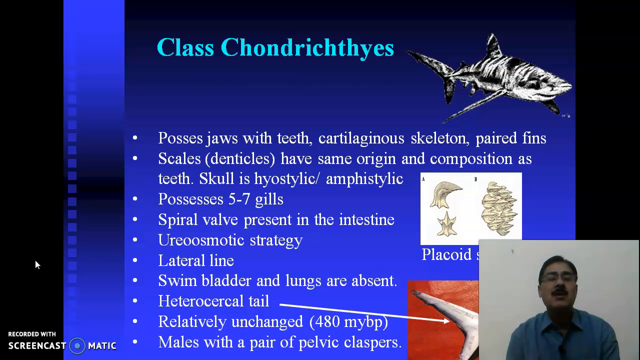They possess 5 to 7 pairs of gills. Here it is mentioned only 5 to 7. They are actually 5 to 7 pairs of gills on each side, you can say.